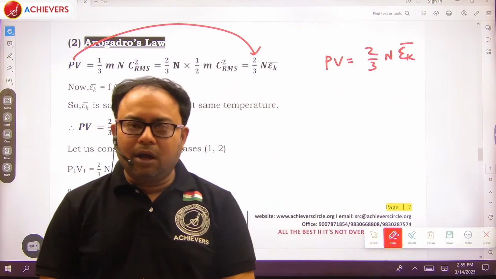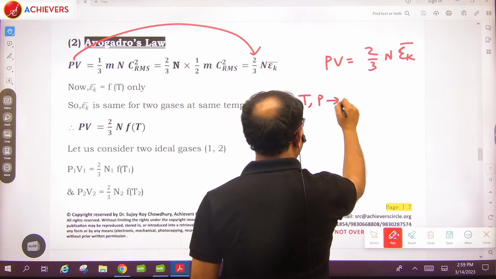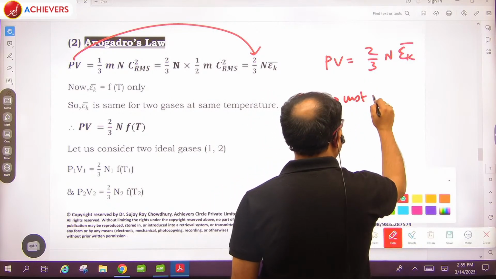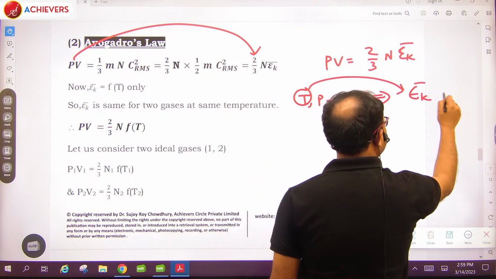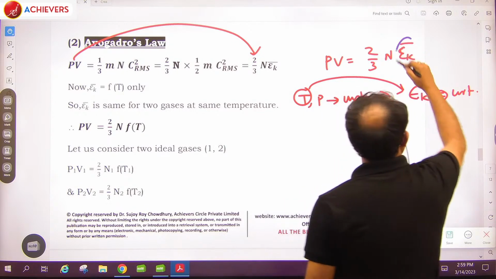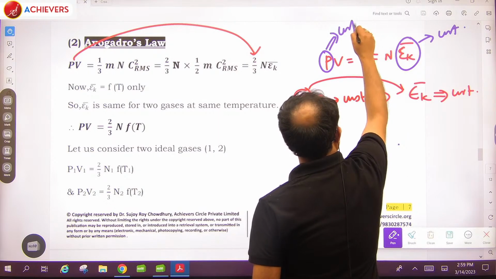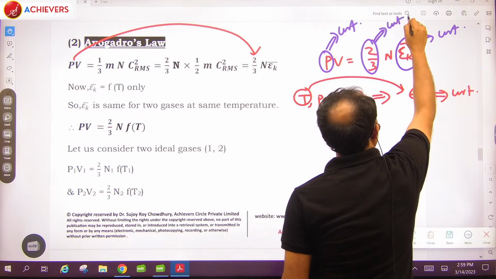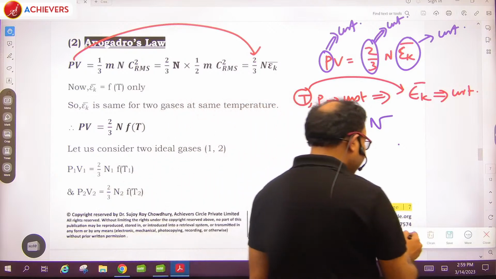Now, in Avogadro's law, we keep temperature and pressure constant. So, if temperature is constant, that means epsilon k bar is also constant. So, you have got this term to be a constant. This pressure is constant. This 2 by 3 is constant. So, V is directly proportional to N.